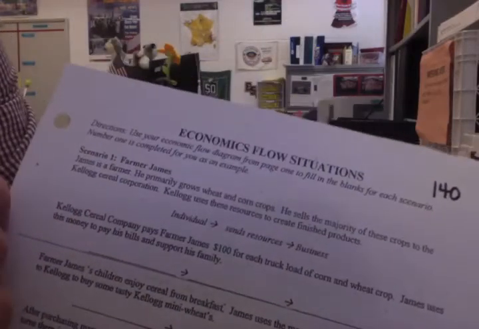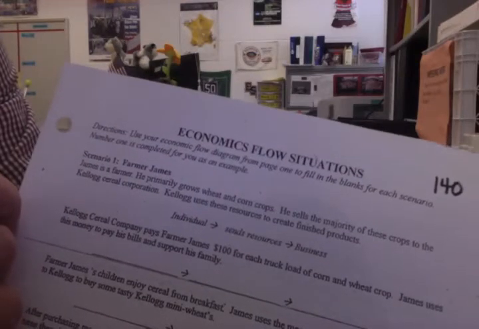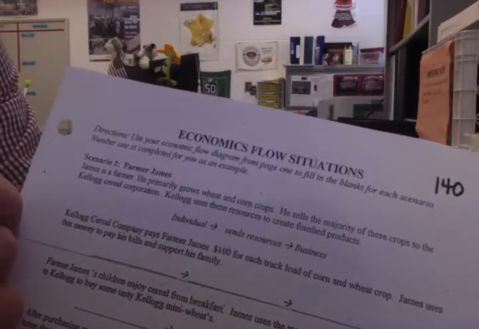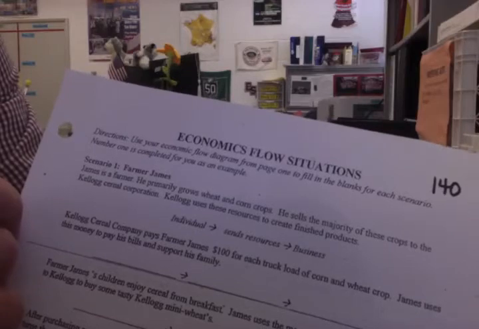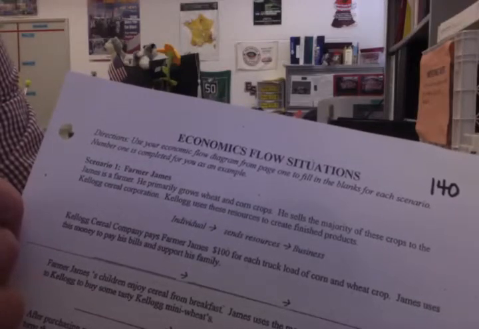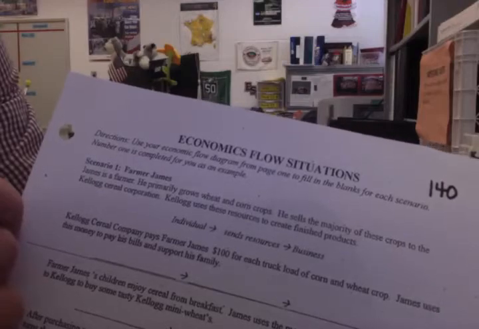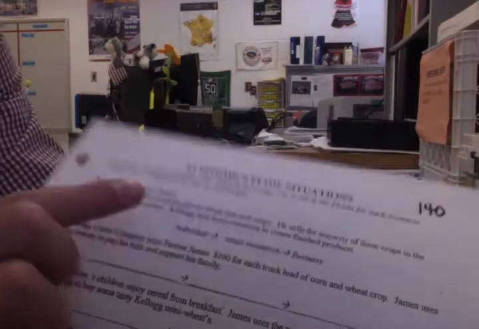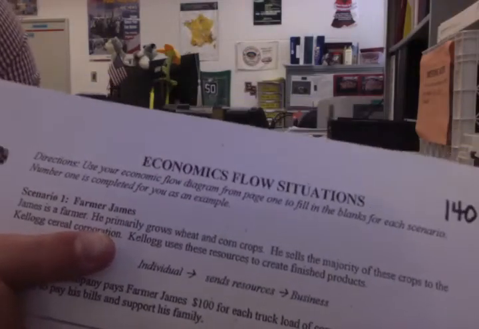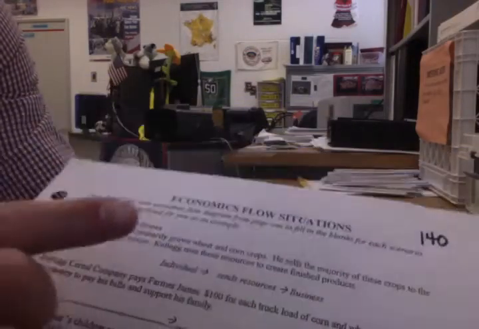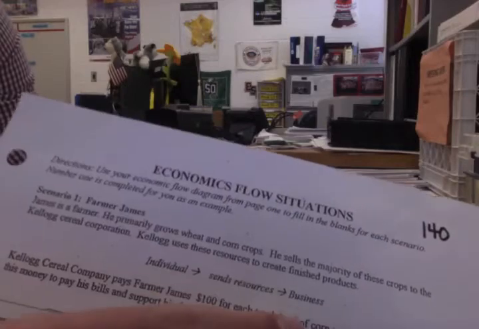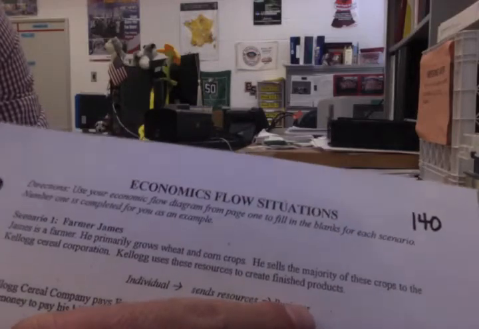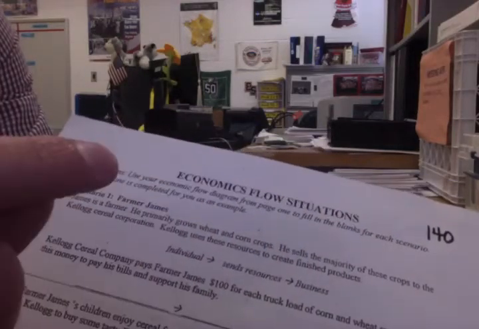So, in our example, it says, James is a farmer. He primarily grows wheat and corn crops. He sells the majority of these crops to Kellogg Cereal Corporation. Kellogg uses these resources to create finished products. So, we identify James the farmer as the individual. And what is he doing? He is sending resources, his crops, to a business, which is Kellogg's.